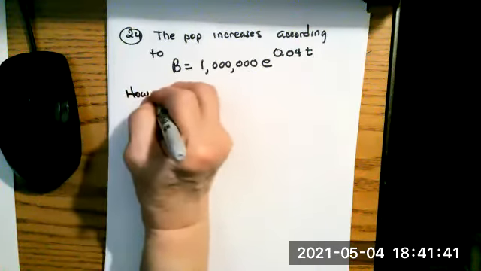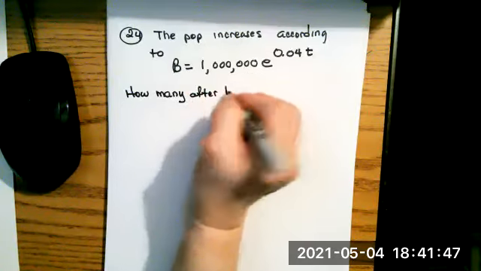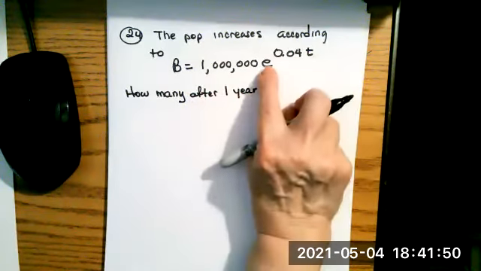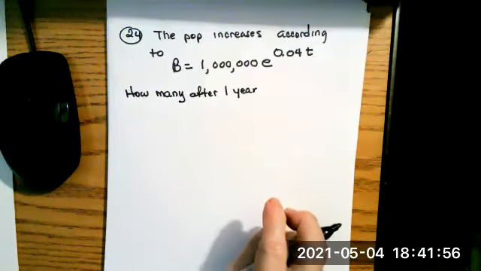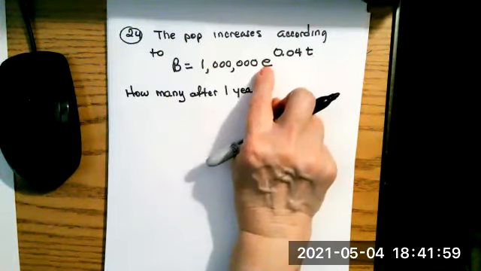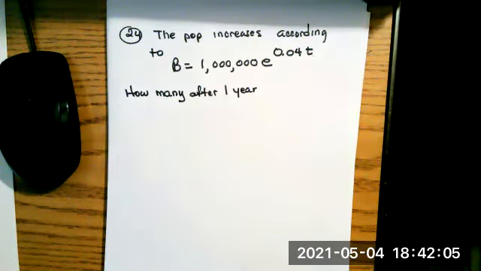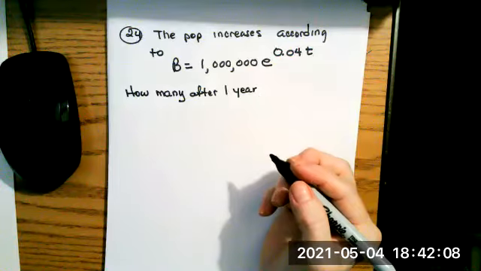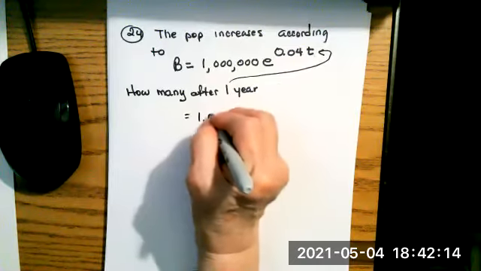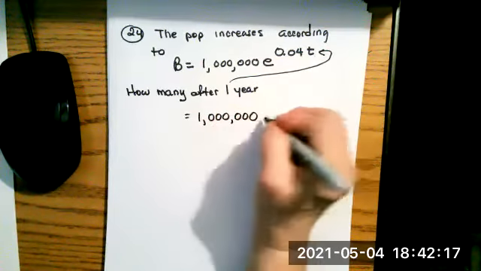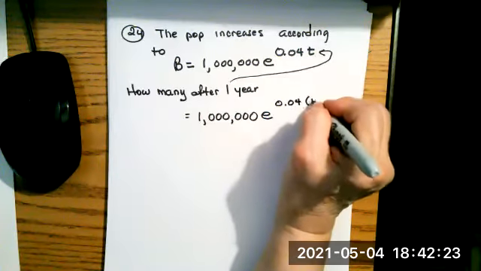And it asks you how many after 1 year? Did you use a base E here? Because we've been doing those logarithms and they were base E's there. But this is a big E. It's not a little number underneath there. I noticed that several people did that. So all we're going to do is take this 1 year and put it in T, and just be really careful when you put it in your calculator. Put your E in there and put 0.04 times 1.